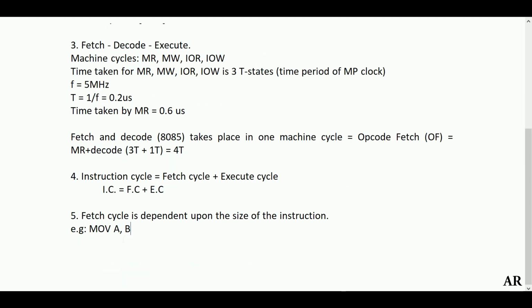Now MOV A, B will not be stored as such in your memory. Why? Because your computer will not understand what is MOV or A, B. It needs to be encoded in a binary format and it is read as hex code. So the 8085 microprocessor has 8-bit data lines. Therefore, the smallest possible hex code is of 1 byte. So what will be the instruction size of your MOV A, B?